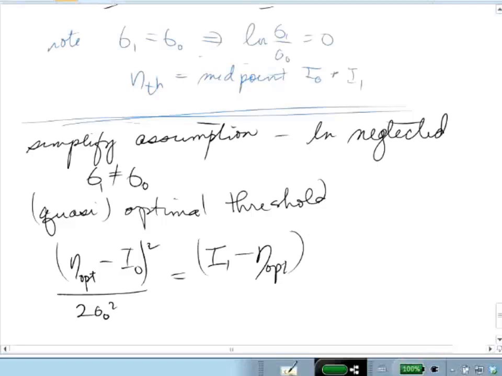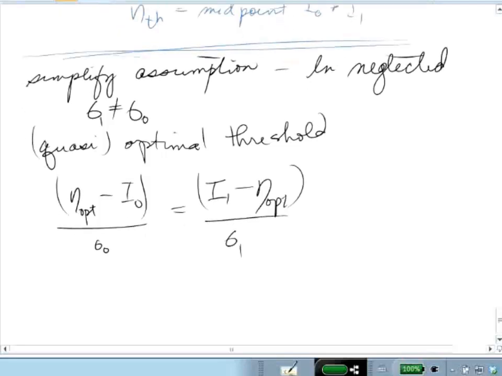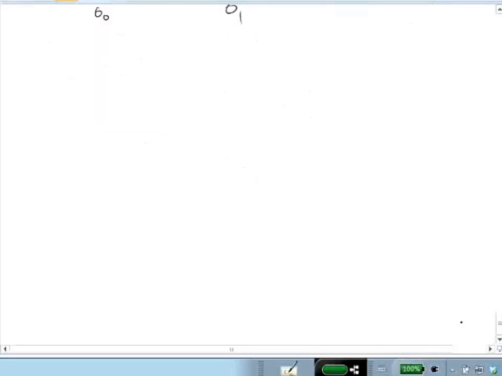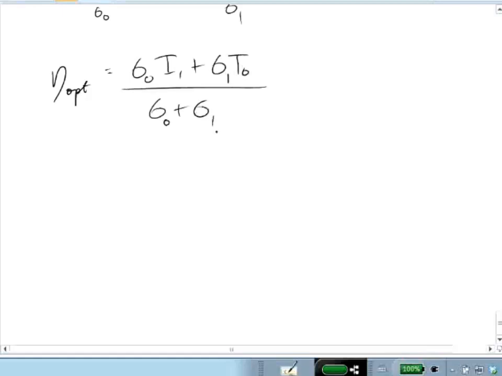Of course, we could take the square root of both sides, so let me just do that right away. And the 2 will cancel on both sides. So I get something like this. And this is quite easy to solve. And when I solve this, I get that the optimal threshold is sigma 0 I1 plus sigma 1 I0 over sigma 0 plus sigma 1.